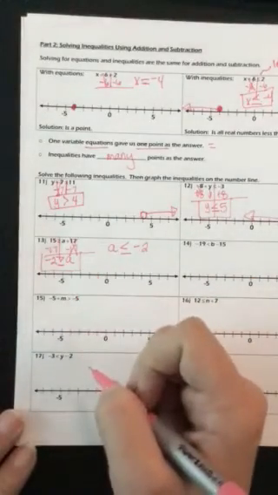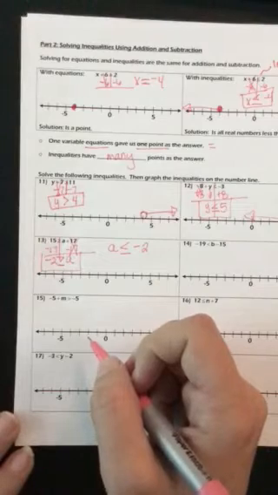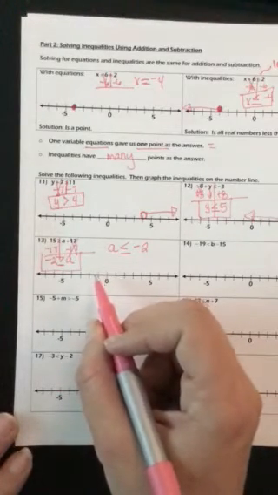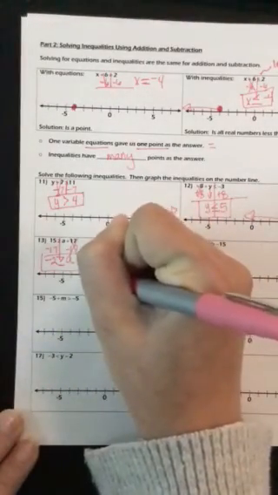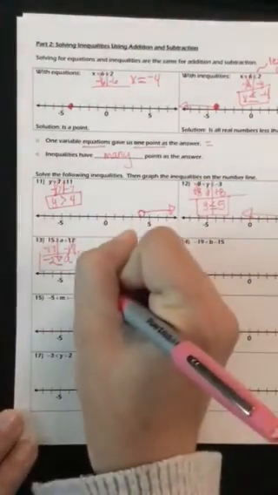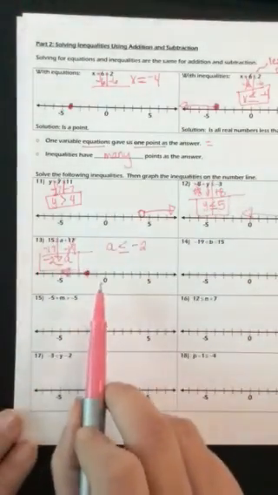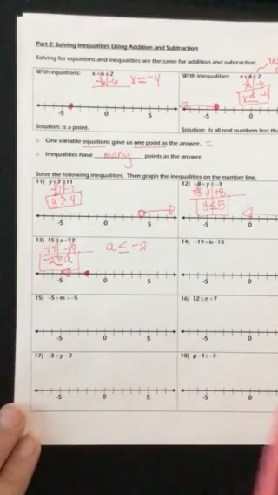So I'm going to put what kind of circle? Filled in or not filled in? Closed. Good. At which number? Negative 2. So there's negative 1. There's negative 2. And then which way is my arrow going to point? Left. Perfect. All right, I'm going to give you guys some time, and you are going to practice with 14 through 18.